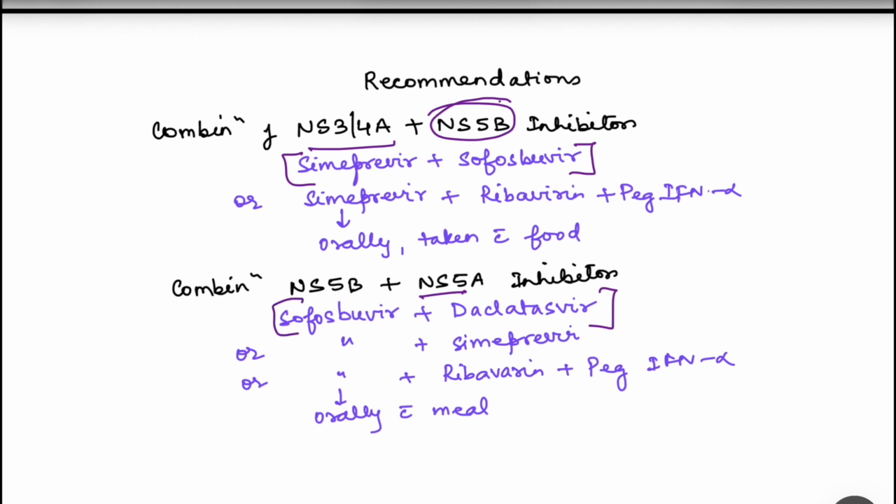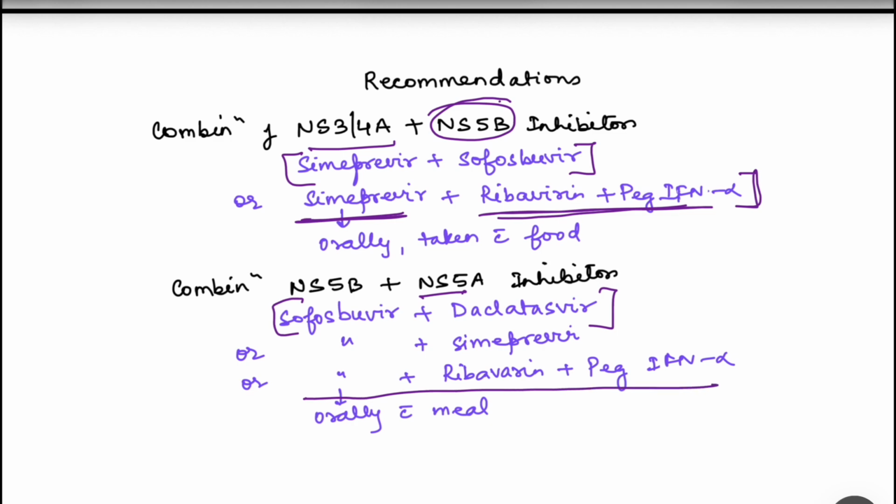Then we also have NS3/4A inhibitor in combination with Ribavirin and interferon alpha. I told you Ribavirin and interferon alpha was used before and it was given for a very long term. But with Simeprevir given with Ribavirin and pegylated interferon alpha, the duration is less and the cure rate is more. Then even Sofosbuvir can be given along with Ribavirin plus pegylated interferon alpha.